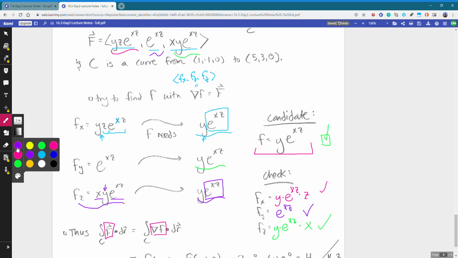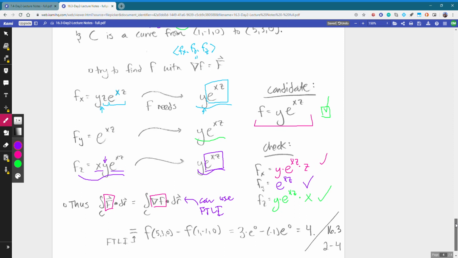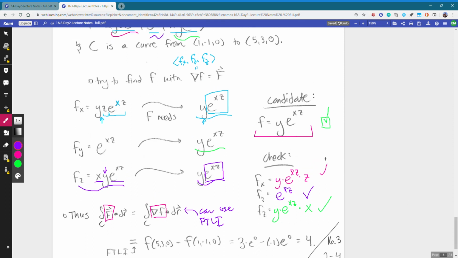And at this point, right here, this is a line integral that the FTLI speaks to. The fundamental theorem for line integrals tells us how to compute it. The fundamental theorem tells us that this integral just equals the net change in our function. And so here our curve started at (1, -1, 0) and ended at (5, 3, 0). So we just need to take those points and plug them into our function.